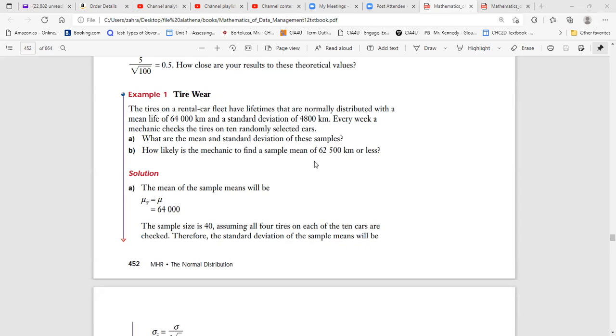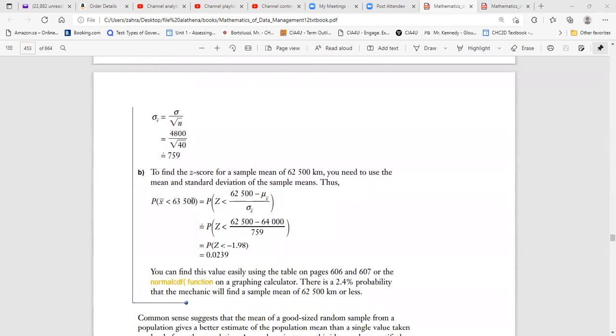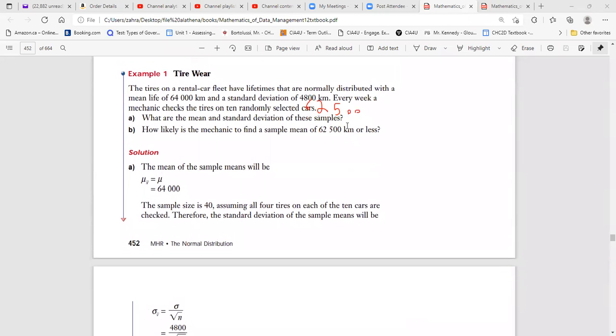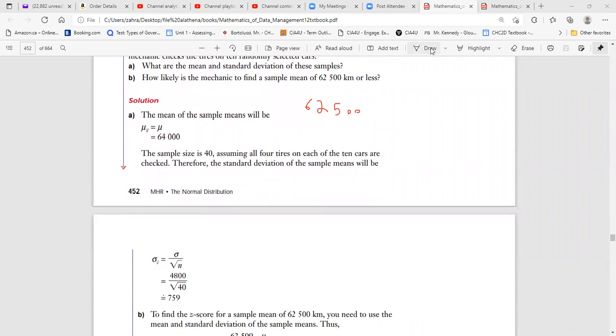How likely is the machine to find a sample mean of 62,500 kilometers or less? So 62,500 kilometers or less means X should be less than this. 62,500 or less means this should be included, right? That's why you have to go a little bit higher. You have to go 63,500 maybe, and less than that. So make sure this is included in your data.